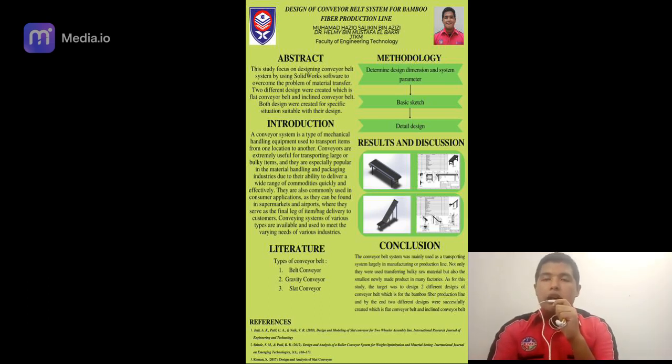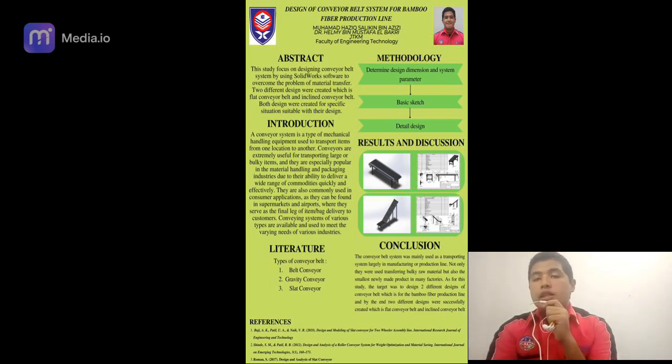And that's why the gravity conveyor is built in an inclined position to utilize gravity itself. Currently there are three types of gravity conveyor: we have the gravity roller conveyor, the gravity wheel conveyor, and the chute conveyor. So the third one is the slat conveyor.